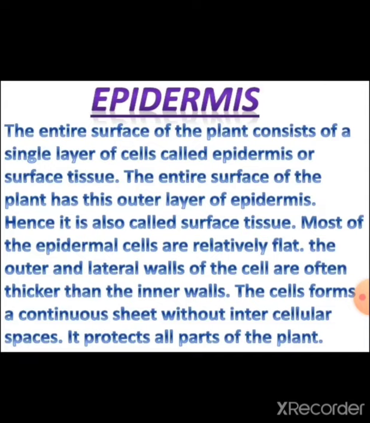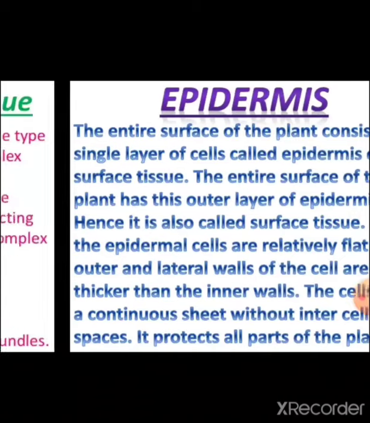Epidermis is the major plant part we know. The entire surface of the plant consists of a single layer of cells called epidermis or surface tissue. The entire surface of the plant has the outer layer of epidermis, hence it is also called surface tissue. Most of the epidermal cells are relatively flat. The outer and lateral walls of the cells are often thicker than the inner walls. The cells form a continuous sheet without intercellular spaces. It protects all parts of the plant.